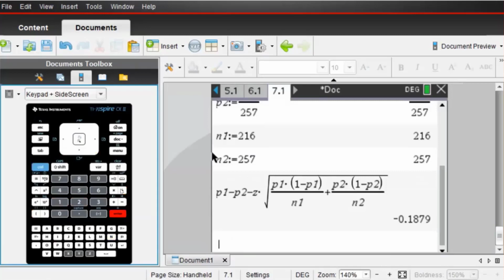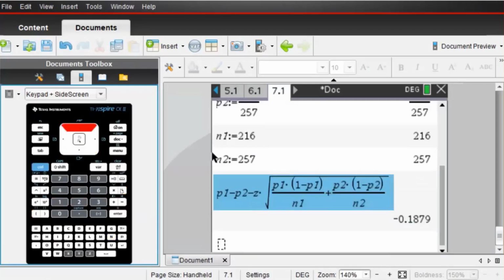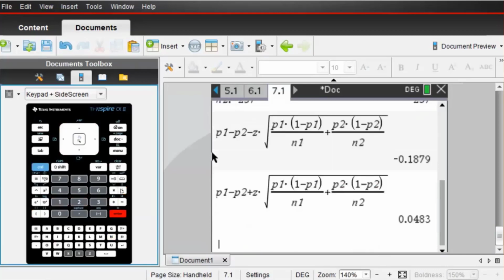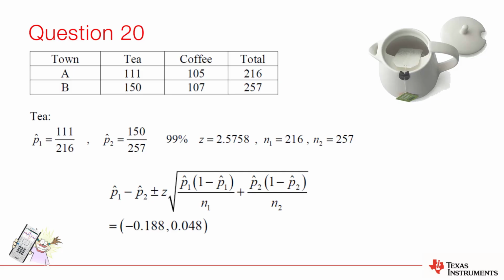0.8188. Now to get the other, the upper confidence limit, all I have to do is change that to a plus, 0.0483. Right, so it wasn't too bad to work all that out. There's my confidence interval for T. Does that contain 0? Yes, since this interval contains 0, that gives me insufficient evidence to conclude that there is a preference for drinking tea associated to where the person lives in the town.